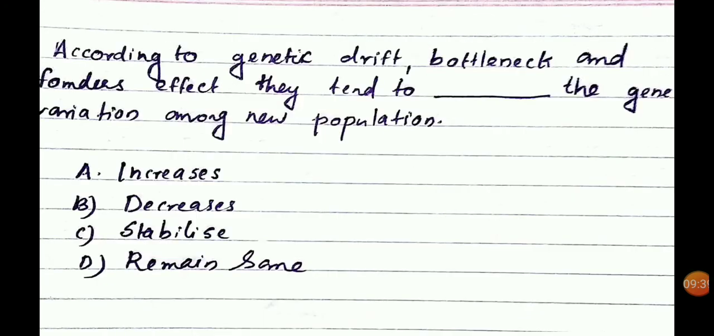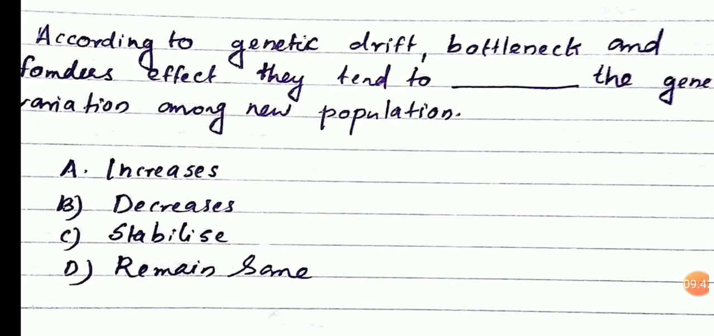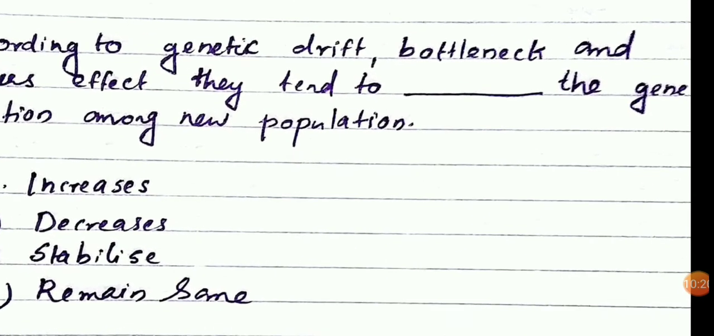Then we have to solve these problems of genetic drift. According to genetic drift, the bottleneck and founder's effect tend to dash the gene variation among the new population. Options are increases, decreases, stabilize, remains same. They tend to decrease the genetic variation. There is a decrease in the gene variation among the new population. Next question.